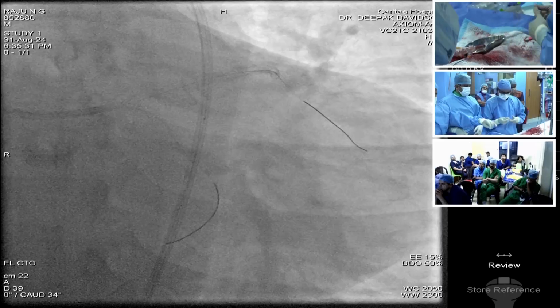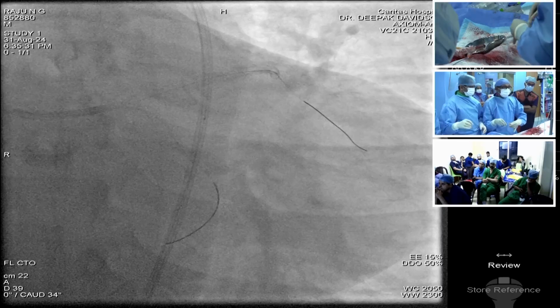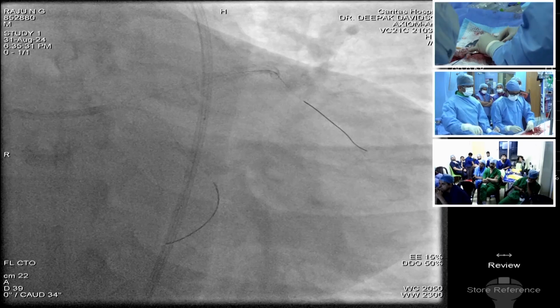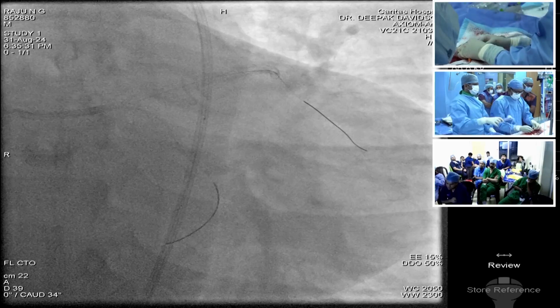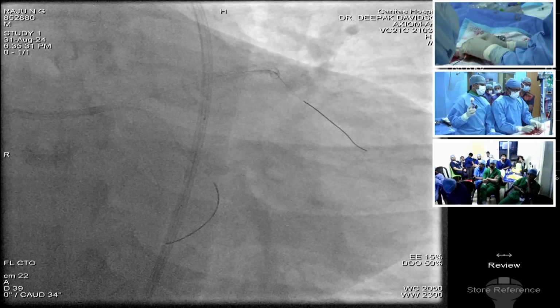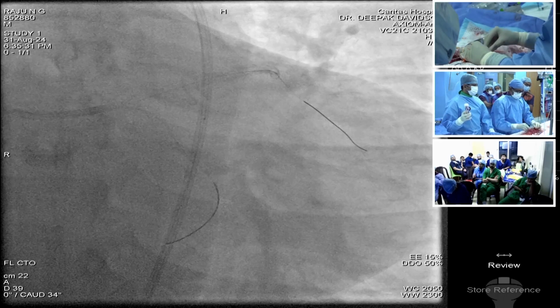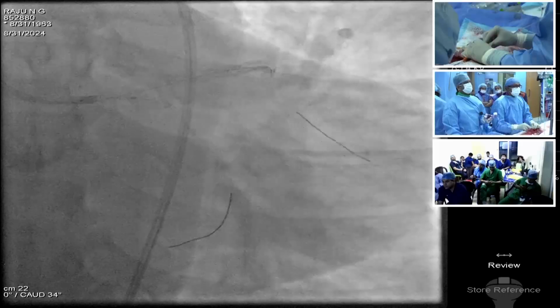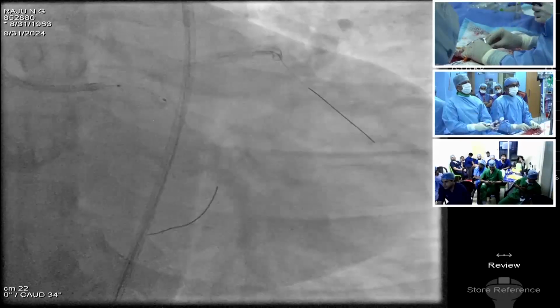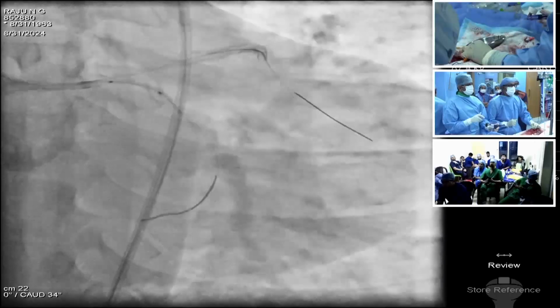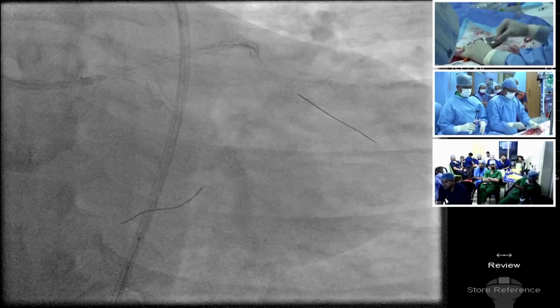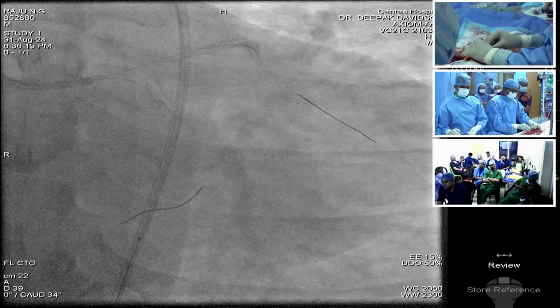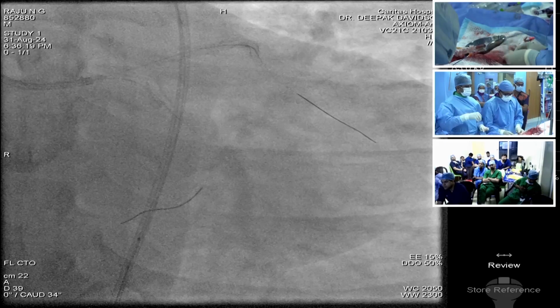Two balloon. Yes. 12, 14. Next a 3 balloon. Negative. Okay, 14, 16. Now a 3 balloon. Negative. The 3 balloon that we had taken earlier for pre-dilatation. 3.10.